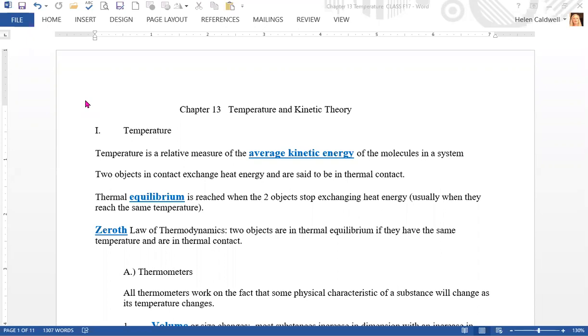If you've got two objects and they touch each other in such a way that they can exchange heat energy, they will, and they're said to be in thermal contact. So they're not insulated from each other, but they're allowed to exchange heat energy. Thermal equilibrium is reached when those two objects stop exchanging heat energy. Usually that's maybe an extreme example of it because it's an ongoing process. Heat energy will be exchanged, but you're at a level where your temperature is going to remain the same. So we say you're in thermal equilibrium.